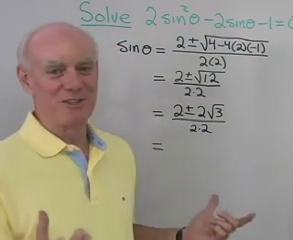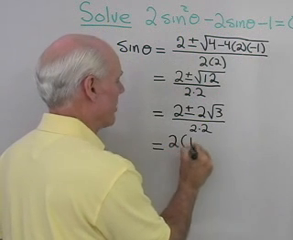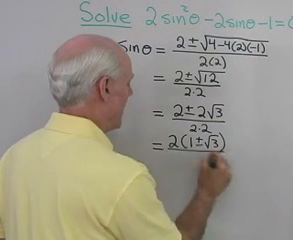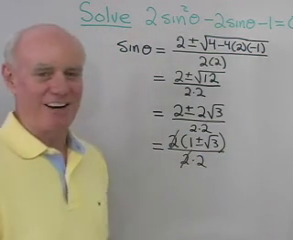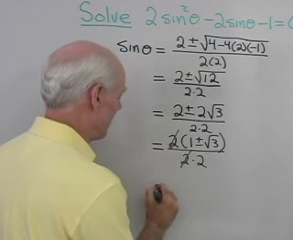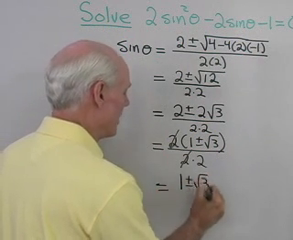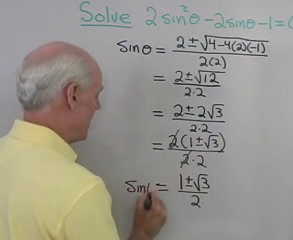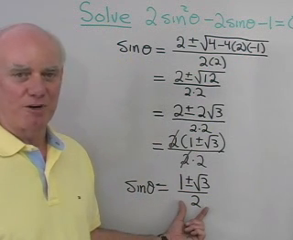Okay, I just want to do this and simplify as much as I can. I'll factor out a 2. 2 times 1 plus or minus square root 3, all divided by 2 times 2. Okay, finally those 2's divide out, and so I'm left with this simplified expression, 1 plus or minus square root 3 all over 2. And that is my sine theta. Sine theta is 1 plus or minus square root 3 over 2.